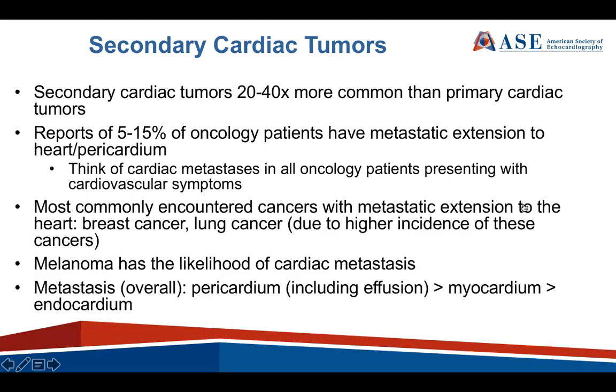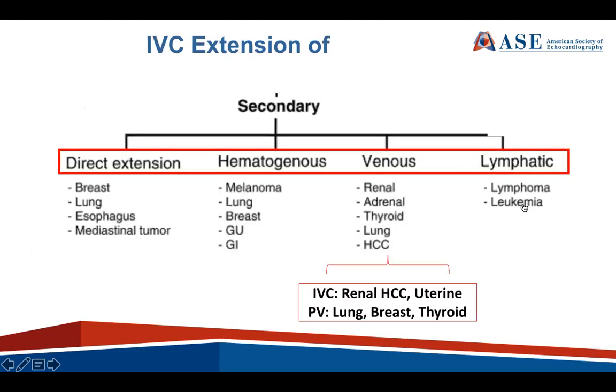And so when you have an oncology patient that presents with cardiovascular symptoms, you have to think about metastatic disease. These are most commonly seen in patients that have cancers that are known to be highly metastatic. Breast cancers, lung cancers, and melanoma have a high likelihood of cardiac metastasis as well. And then overall, the site of metastasis tends to be mostly the pericardium, which can cause effusion, much more so than the myocardium or the endocardium. Now, how secondary cardiac tumors spread depends on a couple of different factors in the type of tumor itself.